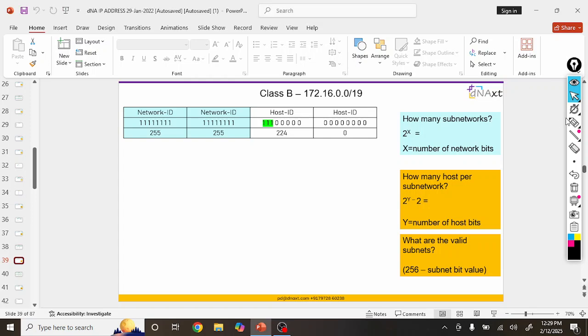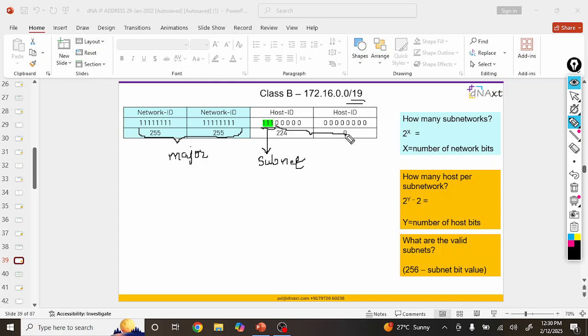/19 means 19 bits are assigned to your network. Out of these 19 bits, 16 bits are the default network bits. We call them major network bits. The 3 bits that are borrowed from the host are our subnet bits. These we have borrowed to break down our major network into small subnetworks. So we call them subnet bits, and the remaining bits which are 0 are the host bits.